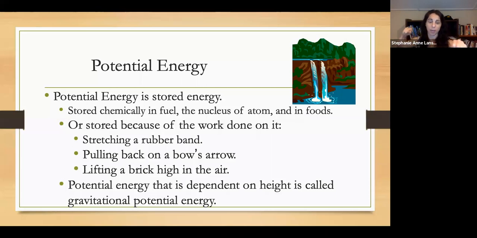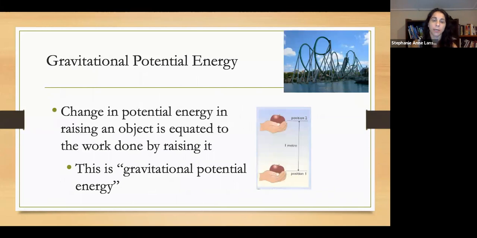Again, energy is stored in fuel, the nucleus of atoms, and food, or stored because of work done on it: the stretching, the pulling back of an arrow, the lifting of a brick high in the air. We create potential energy in terms of gravitational energy. Potential energy that is dependent on height is called gravitational potential energy. When we look at gravitational potential energy, the change from raising an object is equal to the work done by raising it. And this is the potential energy.